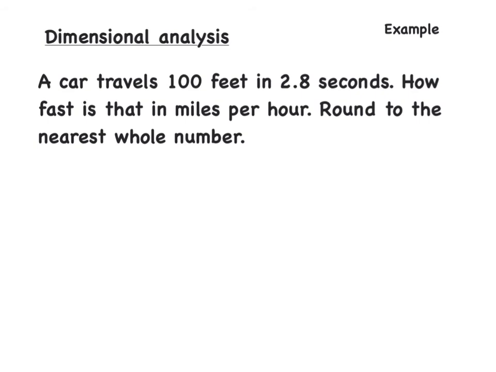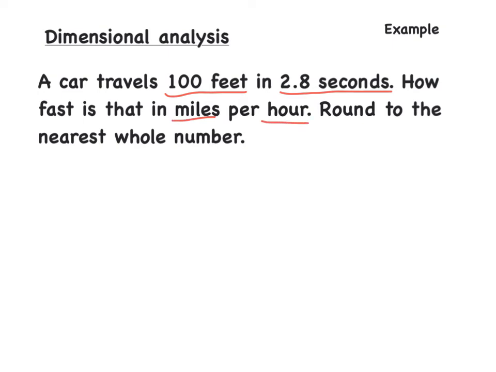So now let's focus on a little bit of dimensional analysis. We're going to be working with a little bit of word problems and setting up ratios. So let's look at our first word problem. A car travels 100 feet in 2.8 seconds. How fast is that in miles per hour? Round to the nearest whole number. So first let's underline all the information that we need. The car is traveling 100 feet in 2.8 seconds, and they want us to find how fast is that in miles per hour.